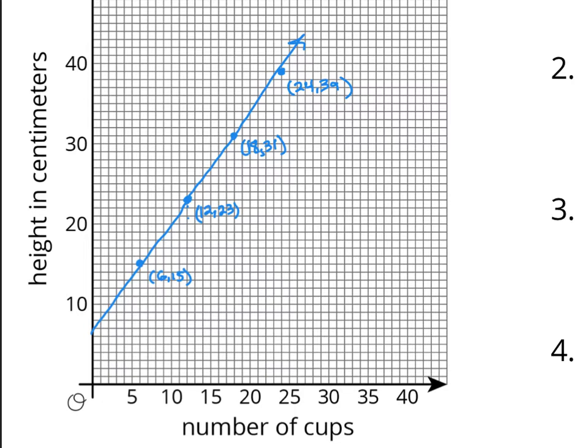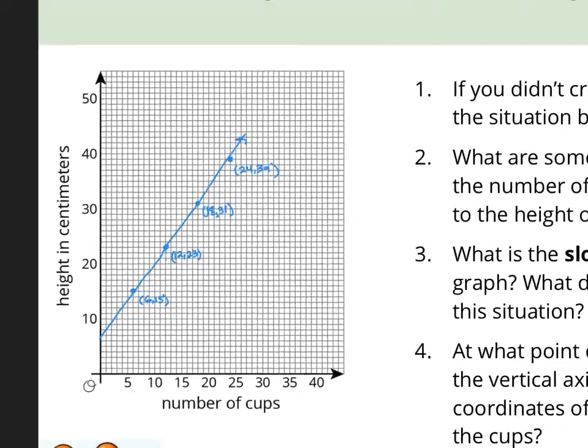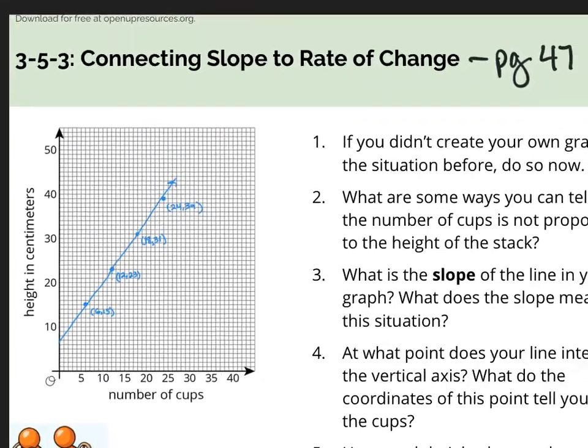All right, what I have done, as you can kind of see, I took the table and I plotted it on this graph. So you can see the 6, 15, 12, 23, 18, 31, 24, 39. And you can see where those things came from. Okay, so number 2, let's go ahead and answer number 2.